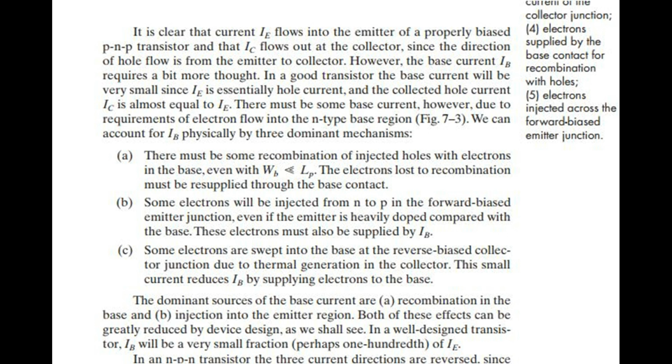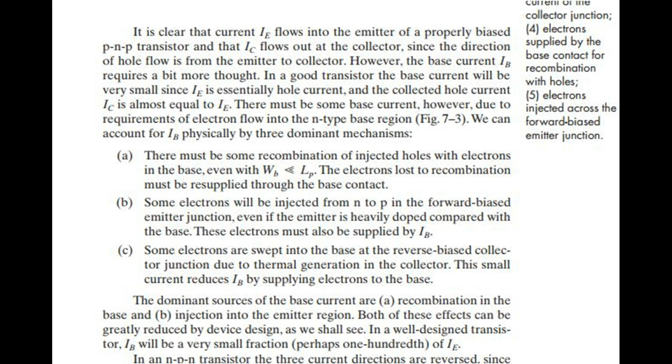It is clear that current IE flows into the emitter of a properly biased PNP transistor and that IC flows out at the collector, since the direction of hole flow is from the emitter to collector. However, the base current IB requires a bit more thought. In a good transistor the base current will be very small since emitter current is essentially hole current, and the collected hole current IC is almost equal to IE. There must be some base current, however, due to requirements of electron flow into the N-type base region, Fig 7.3.